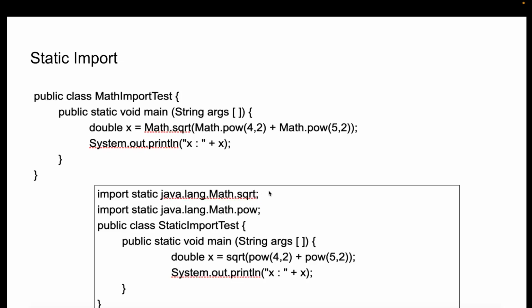Once you have imported the static method in this manner, import static java.lang.math.sqrt, you can simply go ahead and call this method like sqrt, and then in the braces provide the value. You can also call this power function. Similarly, see, power is also statically imported. So that is why you can basically use this as well.